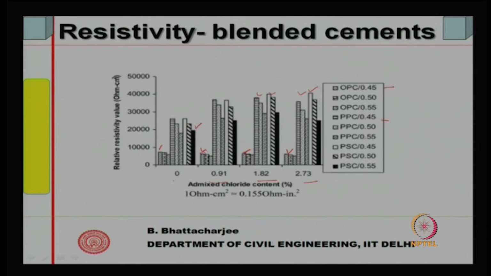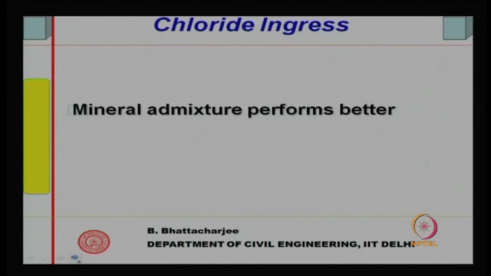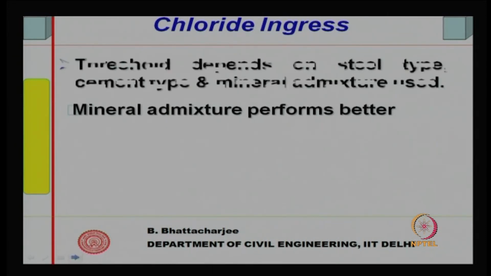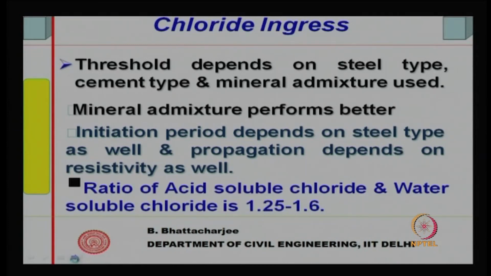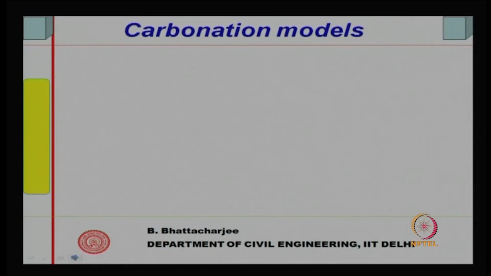So, resistivity increases with pozzolanic material, and therefore, they can provide better protection against rebar corrosion. So, mineral admixtures would perform better, because they tend to increase the resistivity, right. Again, this mechanism we will look into sometime later on when we look at durability. This is important, because resistivity is an important issue and it reduces the corrosion rate. So, this we can look into later on.